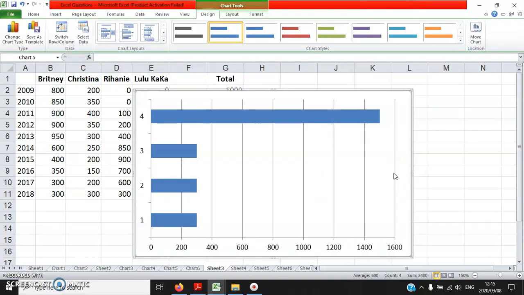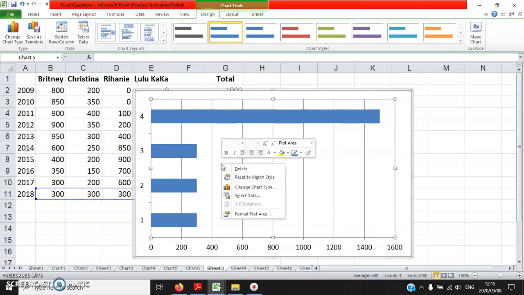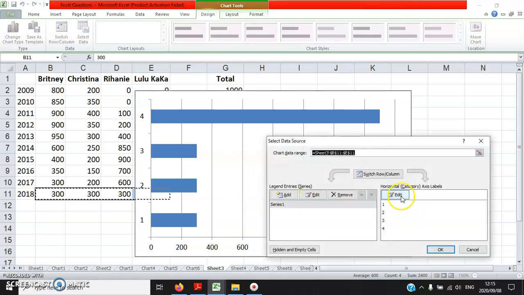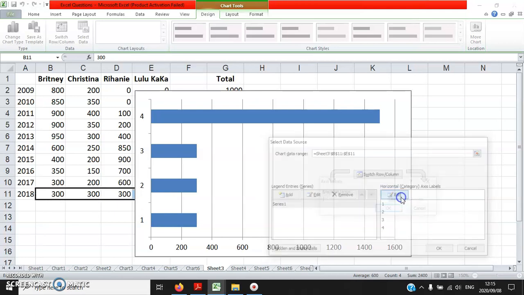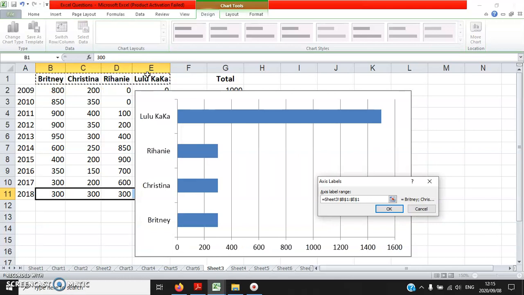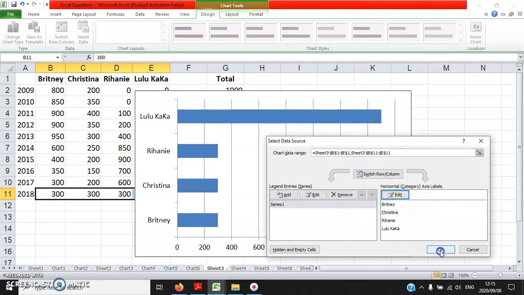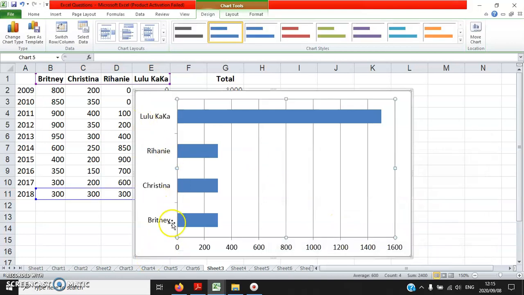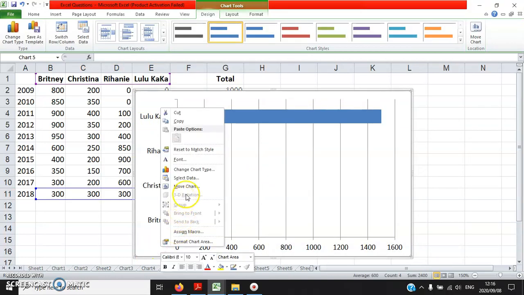We don't need the legend, but I think we need to label the x-axis. Nobody understands what 1, 2, 3, 4 stands for. So right click, select data. We need to tell Excel the x-axis labels. Edit, then highlight these 4 cells or the names of the singers. Okay, now you see this horizontal bar chart is done.